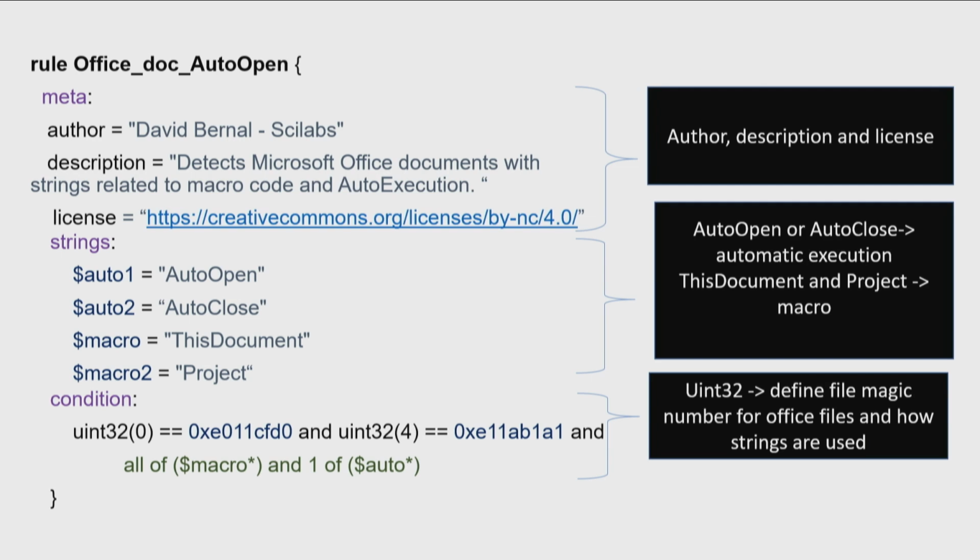I want to verify that all the strings related to macros are contained in that file, and at least 1 string that identifies automatic execution. I decided to show this rule because it is going to be demonstrated later on an attack that I have.